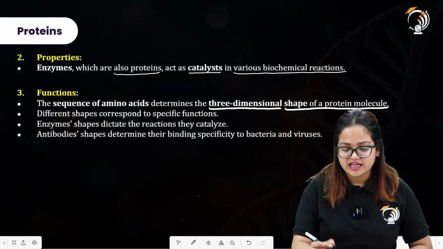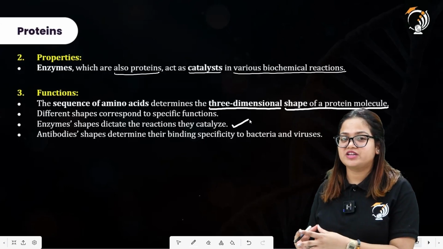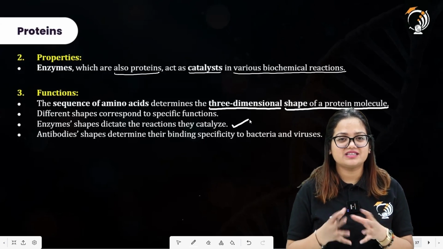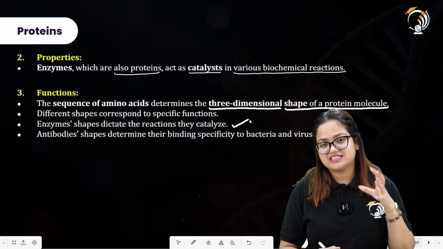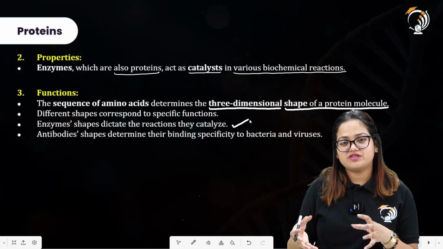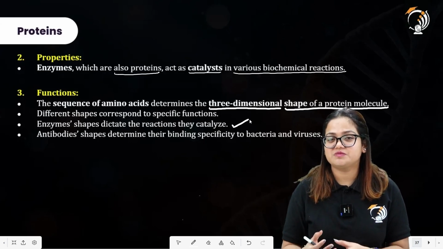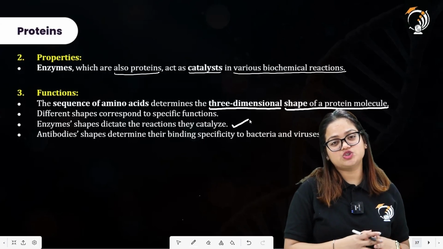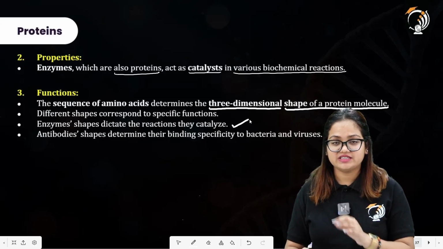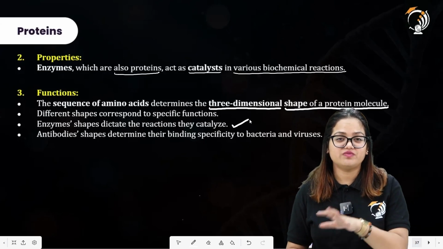Enzyme shapes dictate the reactions they catalyze. So enzymes having different shapes have complementary shapes on the substrates. How can you understand a little bit about this statement? Enzymes have an active site to which the substrate, having a complementary shape, binds. The enzymes then convert the substrate into products and remain unchanged throughout a chemical reaction. So enzyme shapes dictate the reactions they catalyze. Basically the enzymes are specific in nature for the substrate on which they are acting.